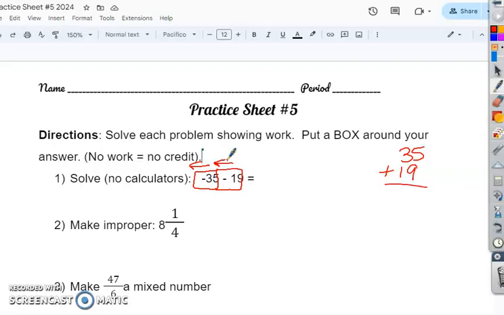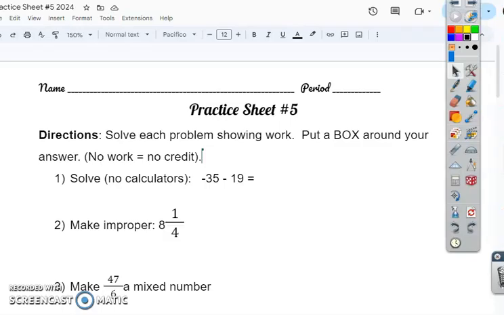Okay. Number 2 just says make improper. So remember we do Texas. So you multiply 4 times 8 plus 1. You can do that to the side. You can list it. 4 times 8 plus 1 goes on top, and the 4 goes over. That's it. That's all you have to do. Okay?